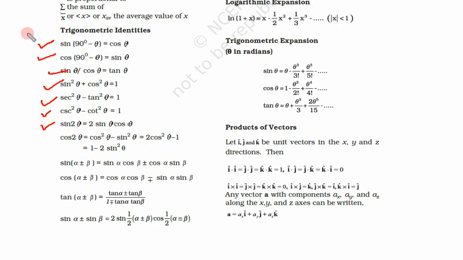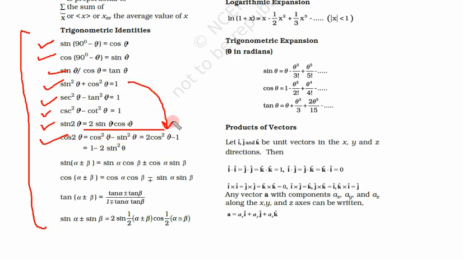Please write all of them because they are very important and are going to be used in your chapters. Sin 2 theta is equal to 2 sin theta cos theta. Cos 2 theta is equal to cos square theta minus sin square theta, and we are using this identity. So let us put this identity. So what we get? 2 cos square theta minus 1 or 1 minus 2 sin square theta.